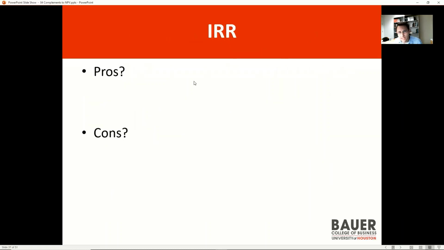So let's think about the pros and the cons of the IRR. We'll talk about cons first, because that's what we've been doing. It's a little bit easier to think about the cons. One con is that the IRR misses scale.